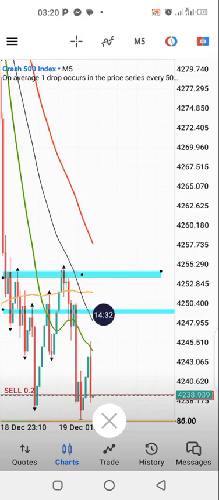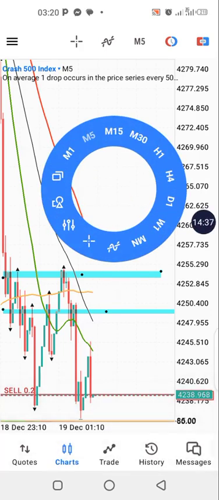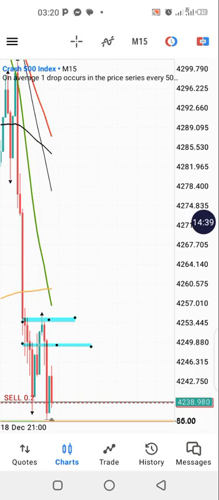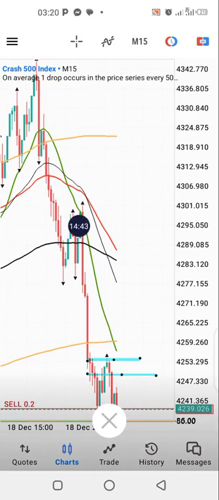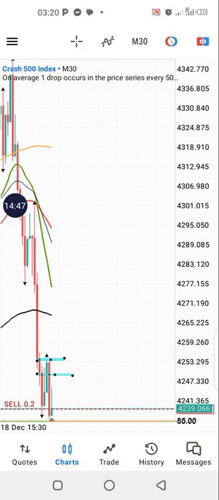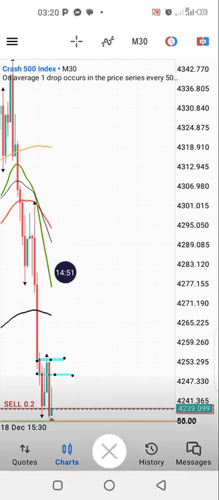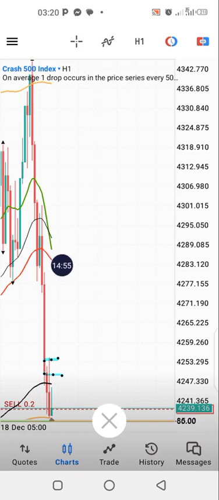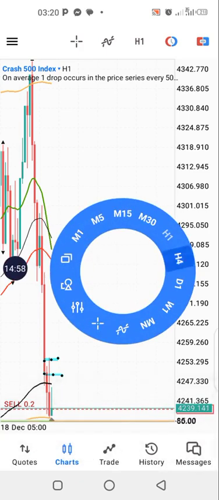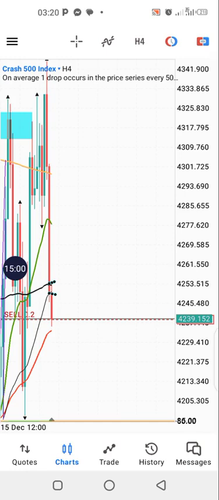Okay, but why I said a reversal cannot occur now, it's because when you go to the higher time frame, you notice that this is still a downtrend. This moving average is telling us this is still a downtrend. When you go to 30 minutes time frame, same thing. It's still a downtrend we're experiencing. Look at the moving average. When you go to 1 hour, it's the same thing. When you go to, let's say, 4 hours, the 4 hour is the same thing.